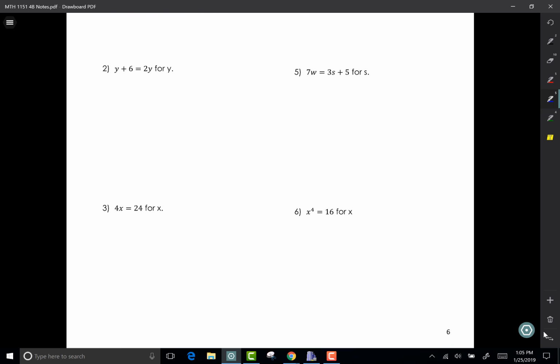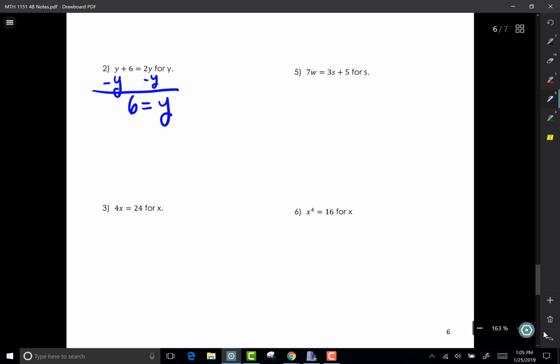For the next example, here's an example where I have y, or my variable, on two different sides of the equal sign. So I want to get anything that has a y on it on one side and everything else on the other side. I can do anything I want as long as I do it to both sides of the equation. So I'm going to subtract y from both sides. That way I have y minus y, that gives me 0. And then on this side, I'm just left with 6. On the right-hand side, I have a 2y, and I subtract a y. So that leaves me with y. So y is going to be 6.